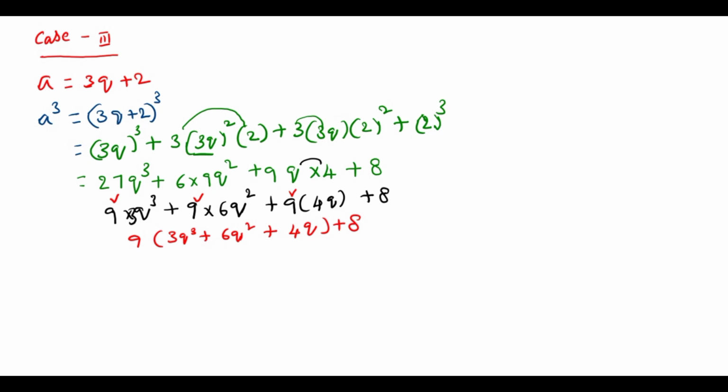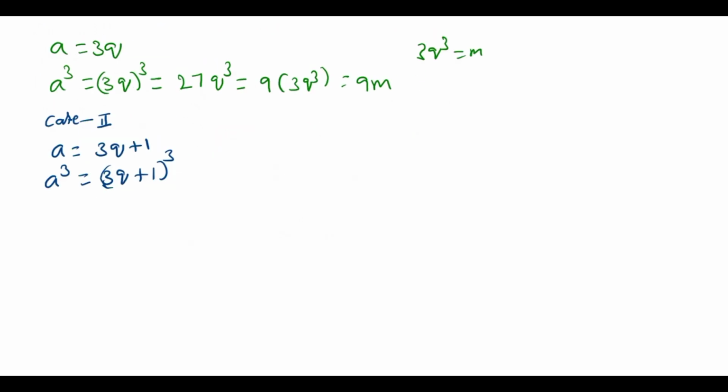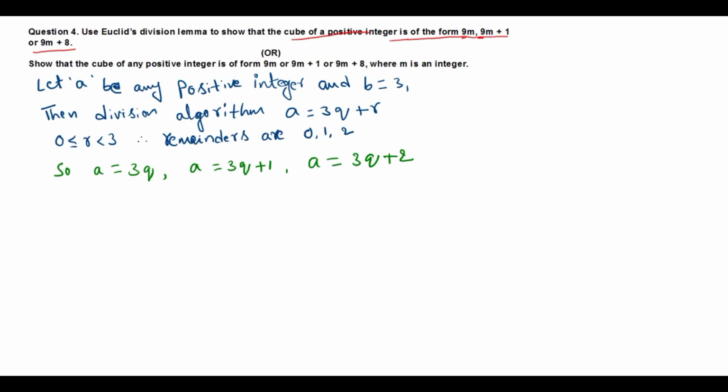Now consider this completely as m, then you can get it in the form of 9m plus 8. So finally what we conclude here, we check in the previous case once. This is the question: we need to prove that the cube of a positive integer is of the form 9m, 9m plus 1 or 9m plus 8.